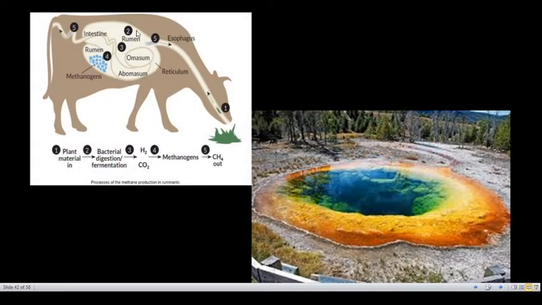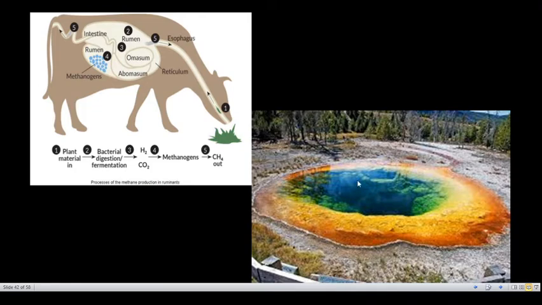So, this is the example of a ruminant. A cow. Inside the cow, you have the esophagus and then galing sa esophagus pupunta ng rumen. Okay? So, doon madidigest yung kanyang food and then it will release the methane or CH4.